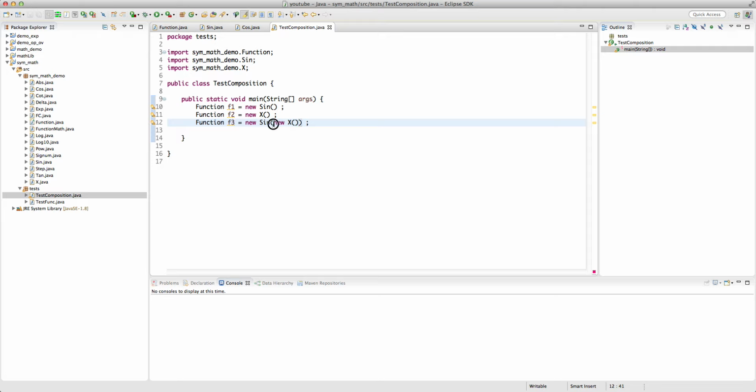Okay, and this works. Before it didn't work because we didn't have a constructor that had a function. So basically f1 and f3, this is also sine of x, right? f1 is also by default sine of x because we're invoking the no-arg constructor, and this is just f of x equals x.